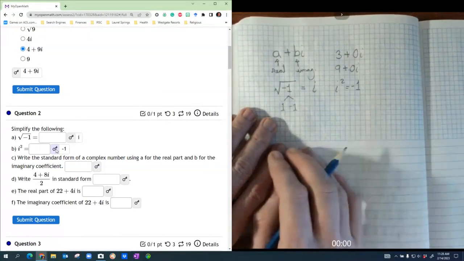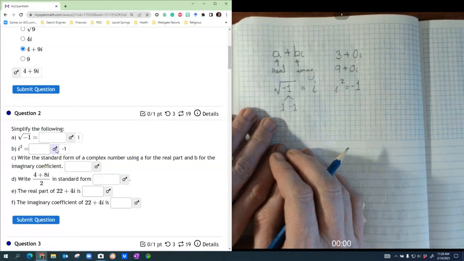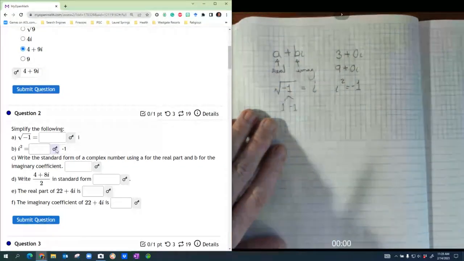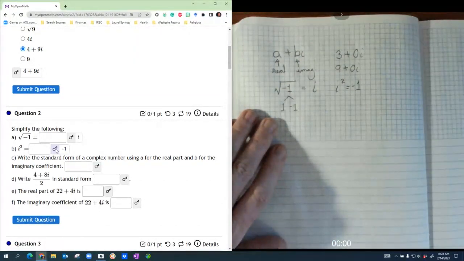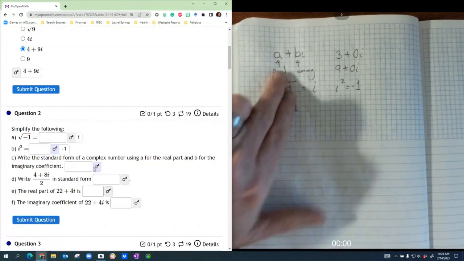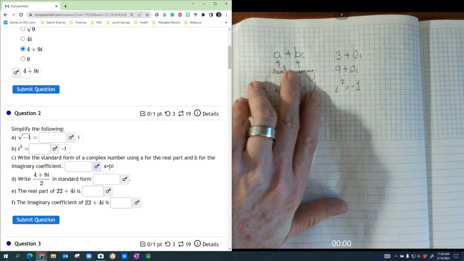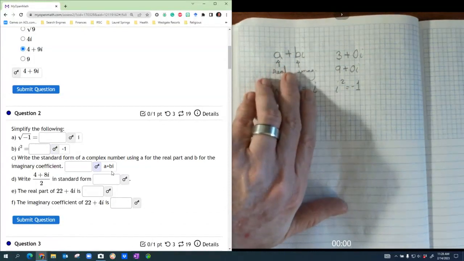Now it says write the standard form of a complex number using a for the real part and b for the imaginary coefficient. So that's what I was talking about before, it's the coefficient. And it says write the standard form. Now, when we're talking about that, they're looking for this right here, a plus bi. That's what they're looking for. All right, so that's the answer they want.